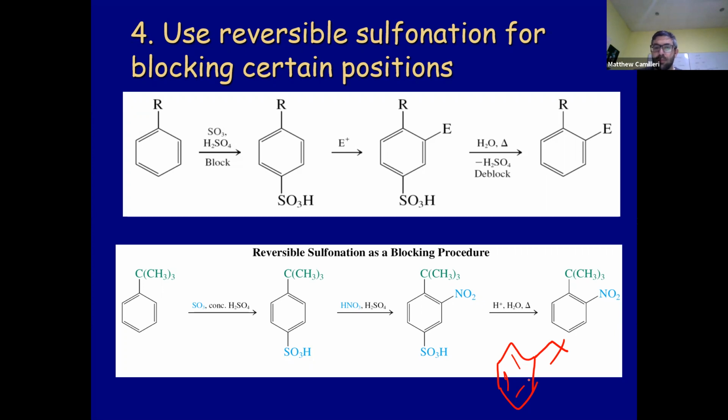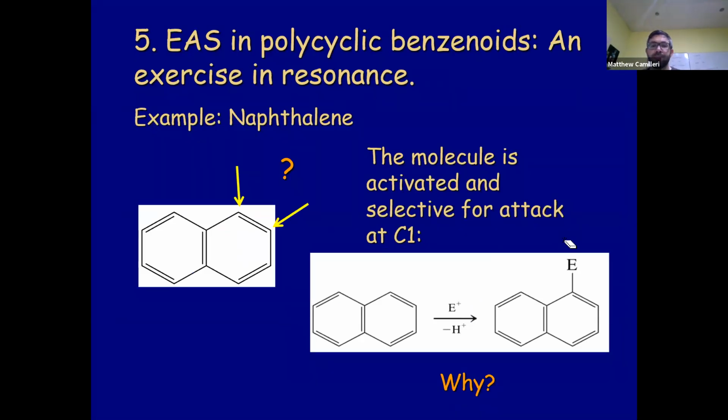Now here we have an example. You can see that the R group used is quite a bulky substituent. Tertiary butyl is quite a bulky substituent. And this is important because you do not want the sulfonate to attack the ortho position. You want the sulfonate to attack the para position only. But once the para position is blocked, then there's only one way the reaction will go.